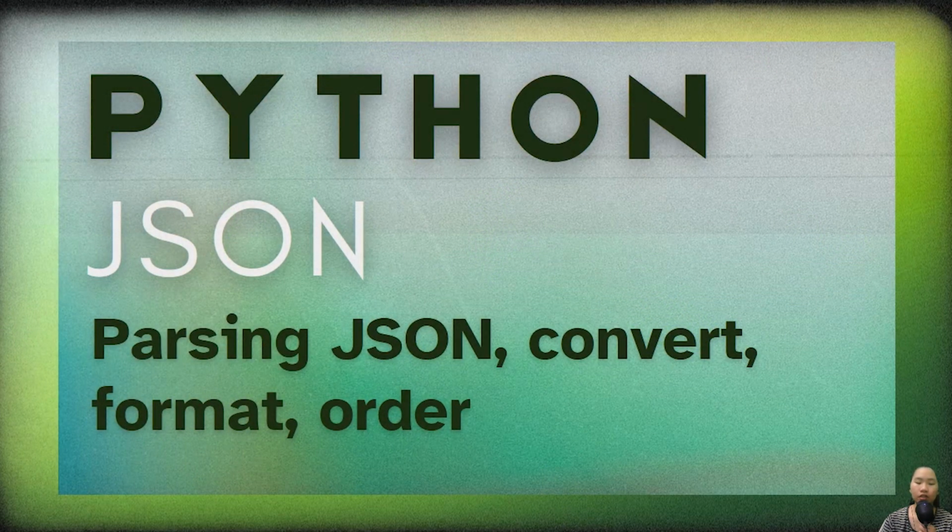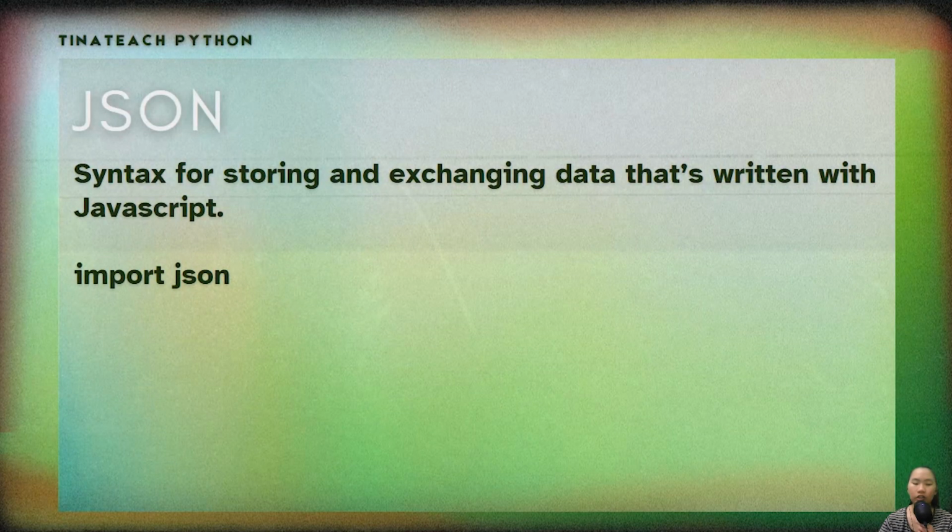Today's lesson is about JSON: how to parse JSON, converting it to Python and Python to JSON, as well as some formatting and some order for the format that we'll be learning about, okay? So let's move on to the first part, JSON. What is it? It is a syntax for storing and exchanging data with Python, and it has a lot of roots in JavaScript, and you can utilize JSON by simply importing it, as I've done here, import json.